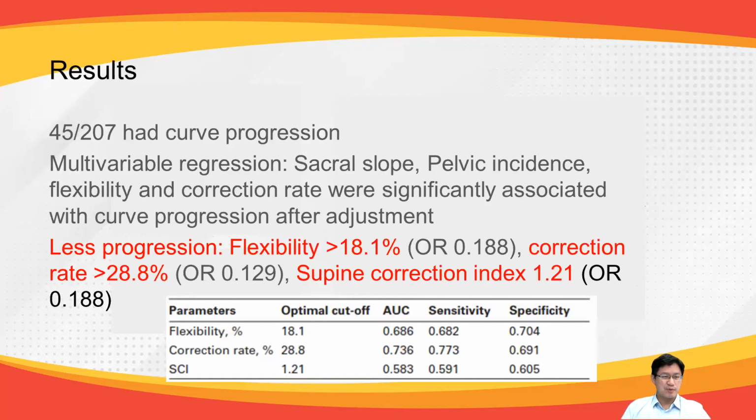We had 45 patients from our cohort that had curve progression, and the multivariate regression analysis showed that various factors such as sacropelvic incidence, but importantly flexibility and correction, showed a statistically significant association with curve progression even after adjustment. We found that less progression was obtained for patients who had flexibility of more than 18.1%, a correction rate of more than 28.8%, and a Supine Correction Index of 1.21. You can see here that these optimal cutoffs are generated with quite satisfactory AUC and sensitivity and specificity analyses.